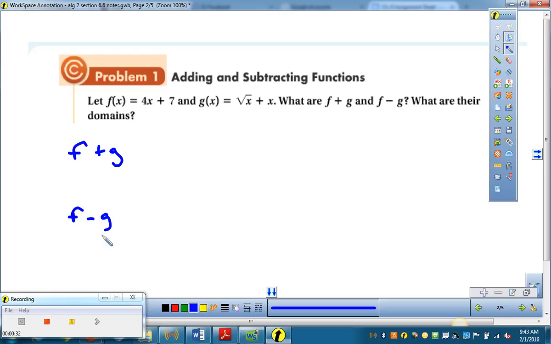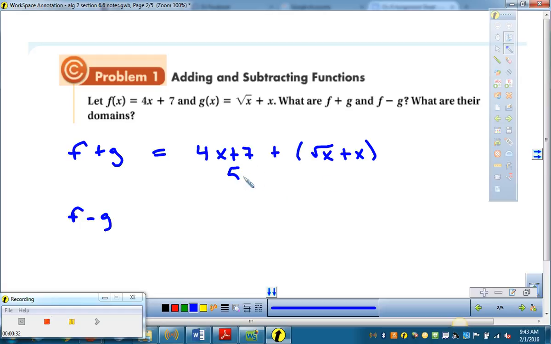So f plus g is very straightforward. We just take our f of x plus our g of x, and we write that as a new expression: 4x plus 7 plus root x plus x. We can simplify this just a little bit. What can I combine? My x's, 4x and x. So I see 5x plus 7 plus root x. So we combined our like terms there.